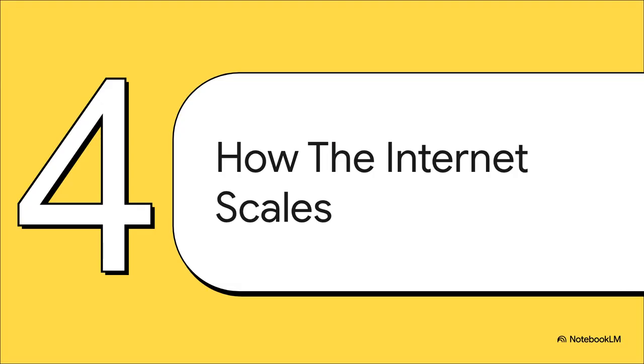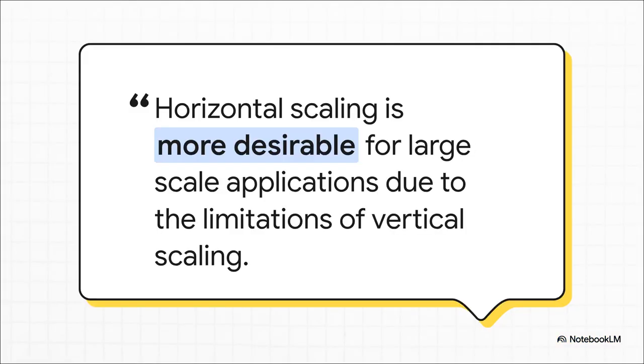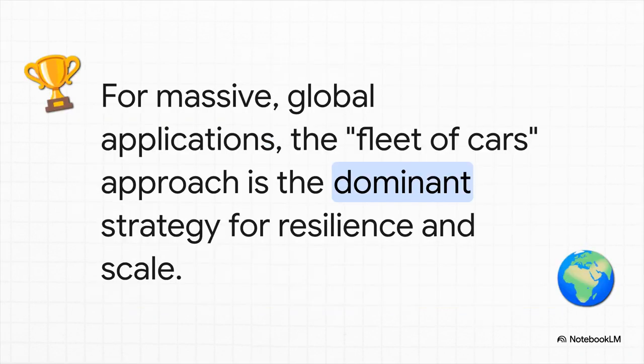And this brings us to the final question. Which paths do the massive global applications we use every single day actually take? How do services that have to handle billions of users stay online? Well, the answer is pretty clear. For any truly large-scale application, the limitations of vertical scaling, especially that single point of failure, they just represent an unacceptable risk. It's a non-starter. So yeah, the internet is fundamentally built on this fleet of cars model.